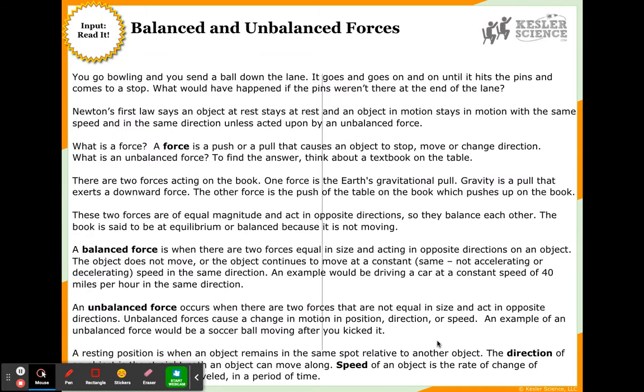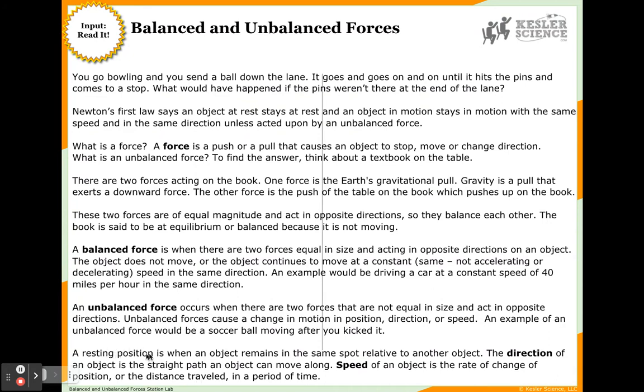An unbalanced force occurs when there are two forces that are not equal in size and act in opposite directions. Unbalanced forces cause a change of motion in position, direction, or speed. An example of unbalanced force would be a soccer ball after you've kicked it.